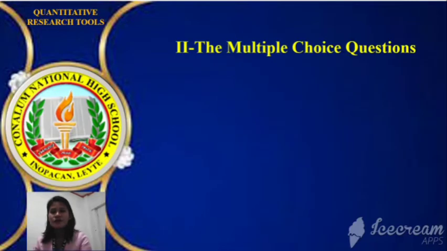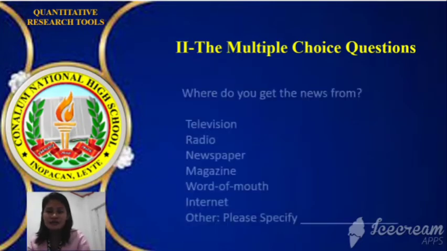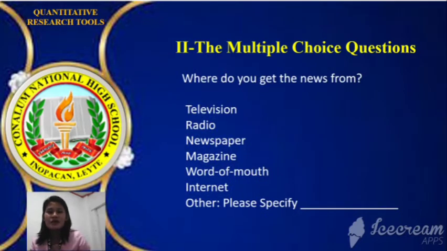Number two, multiple choice questions. When we say multiple choice question, this is not A, B, C, D, E, F, G, but naming all the choices and then asking if they can specify other. Multiple choice means you have to name all the choices, and then adding other, please specify, because there are also answers that are not in the choices. So that is a multiple choice question.